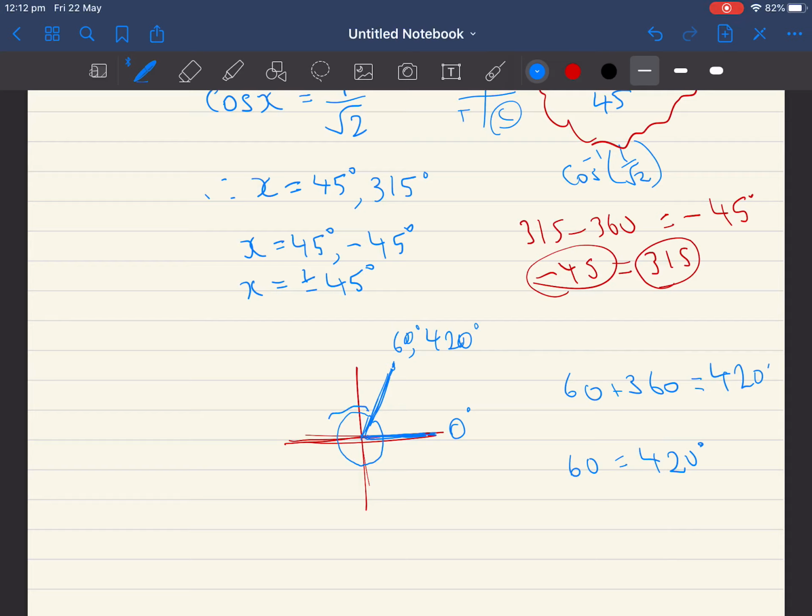You could even rotate right around again if you wanted. If you're at 420 degrees, rotate another 360 degrees. Add 360 onto that. What is that? It's 780 degrees.